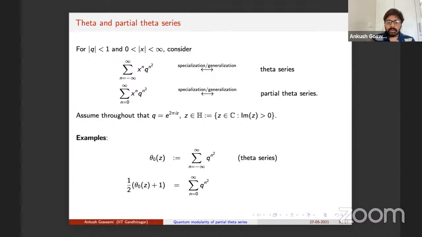And then if you consider the left hand side, which is 1/2 of theta sub 0 of z plus 1, then this becomes a partial theta series where the sum runs from n equals 0 to infinity of q to the power n squared. As you can see in this case, the partial theta series can be expressed in terms of the theta series, but this is not the case all the time, as we will see in some examples later.